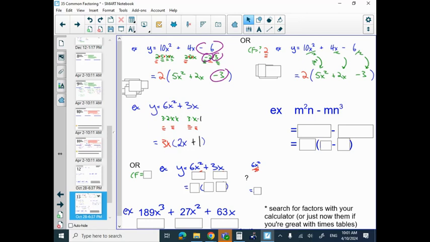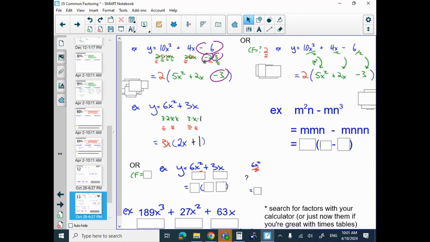Letters other than x's tend to freak people out, and it's just kind of confusing looking, but once your brain gets used to it, you realize it's the same thing. So m squared is just m times m, right? M times m. And then the n, it's a little bad using m's and n's because it's hard to tell where one begins and one ends. But m times n is the first one. M times 3n's is the second term.